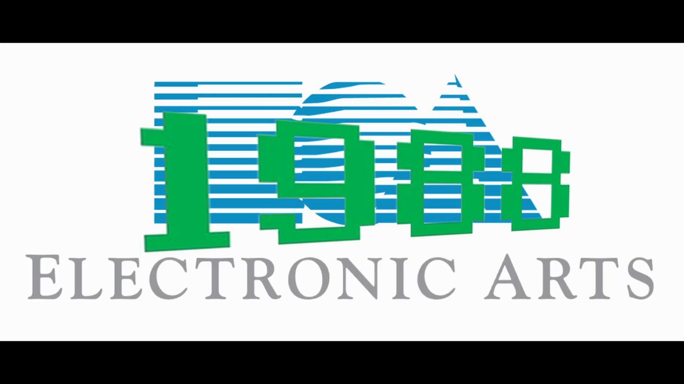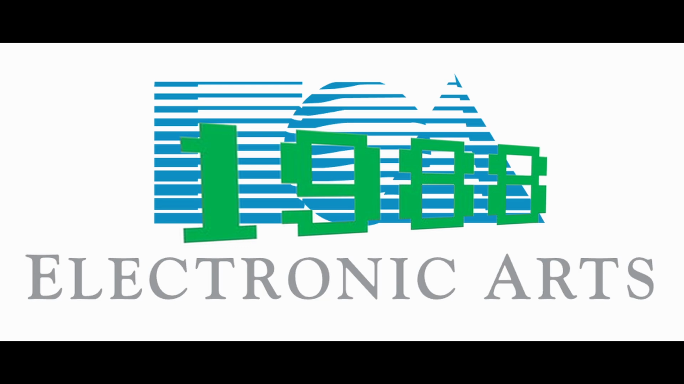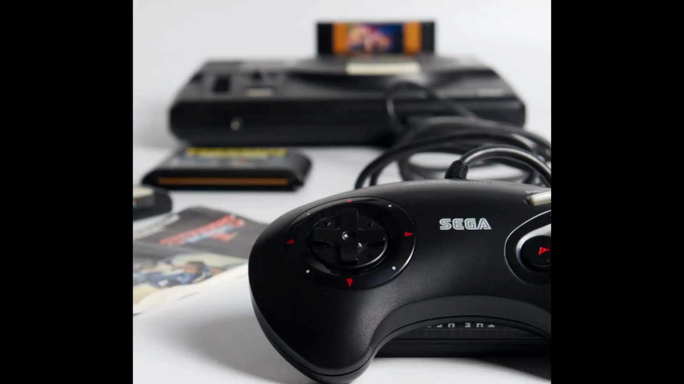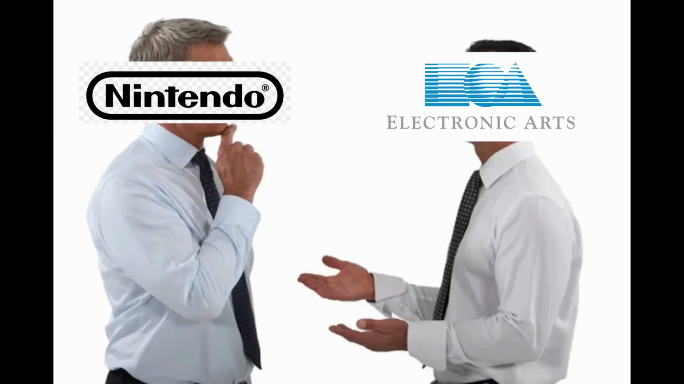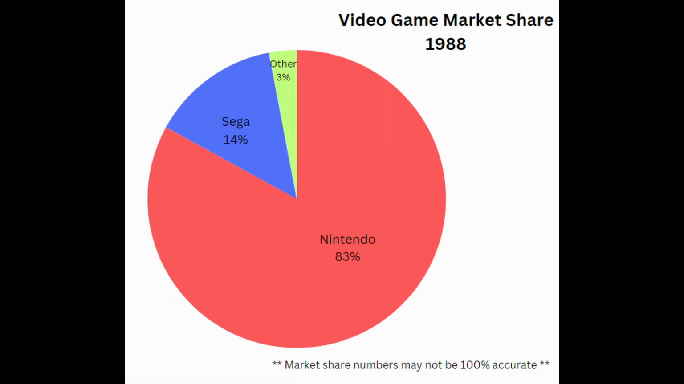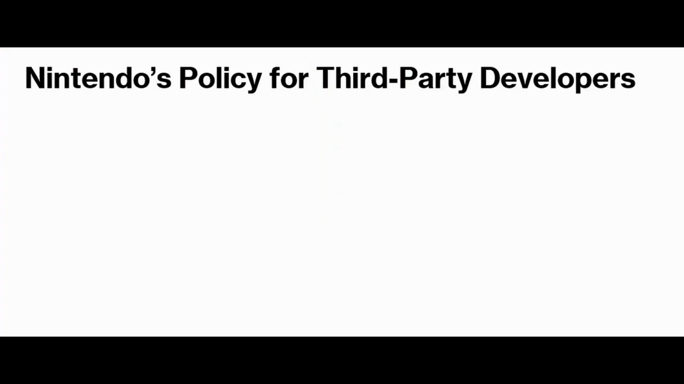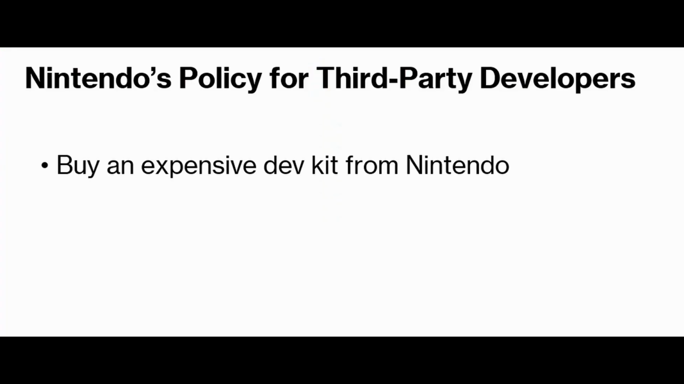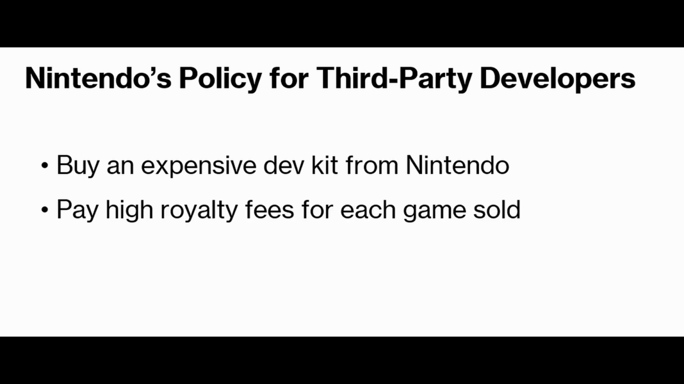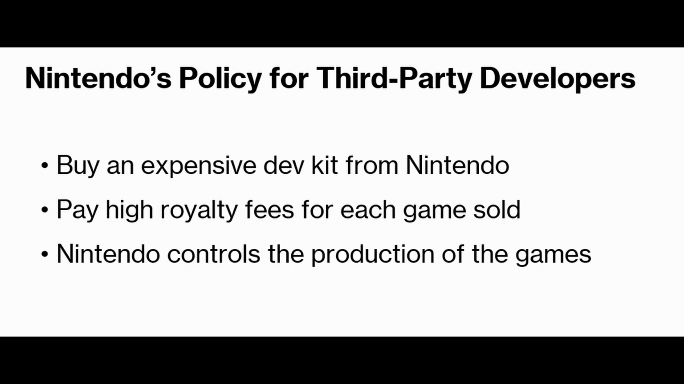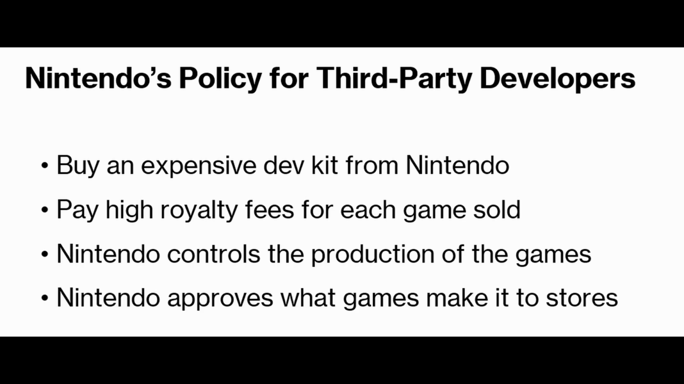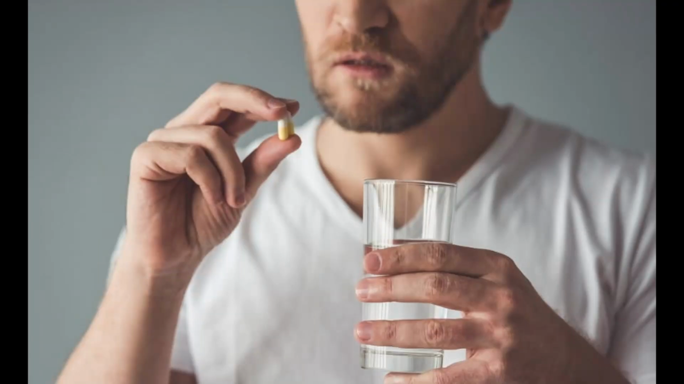In 1988, Electronic Arts wanted to get a piece of the huge cartridge-based home console market and started to talk to Nintendo about getting their games to their consoles. At the time, Nintendo had the biggest market share, but Trip Hawkins was put off by Nintendo's restrictive licensing for third-party developers. Nintendo's policy for third-party developers was as follows: buy an expensive dev kit from Nintendo, pay high royalty fees for each game sold, Nintendo controls the production of the games, and Nintendo approves what games make it to stores. This was a hard pill to swallow for EA.